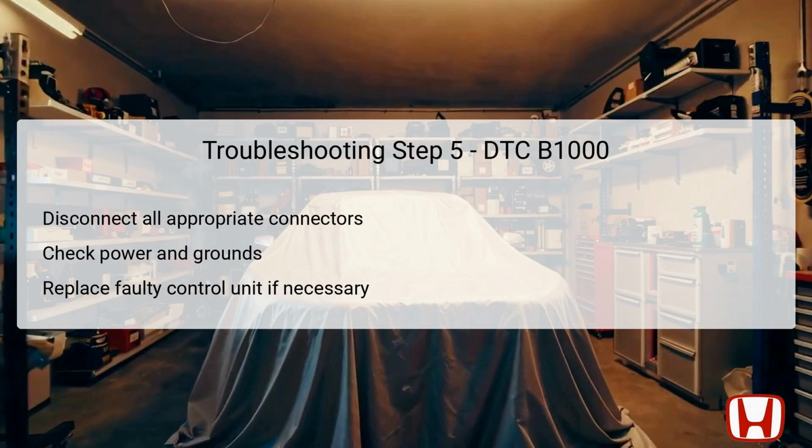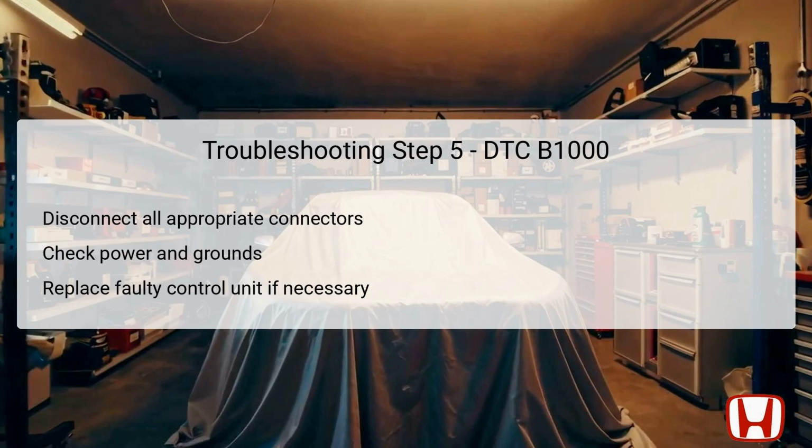In this step, disconnect all appropriate connectors for each of the control units specified earlier, including the gauge control module and hands-free link control unit. After disconnecting, review the power and ground connections at the control unit that previously did not reset the DTC. This review is critical because malfunctioning power or ground can cause communication issues similar to those indicated by the DTC.